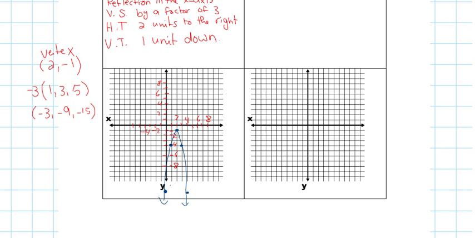For which one? This one? From the vertex? 1, 2, 3. And 1 to the right, and then 1 to the left. And then from this point, you're going to go down 9. 1, 2, 3, 4, 5, 6, 7, 8, 9. And then 1 to the right. I had to go off the chart a little bit.